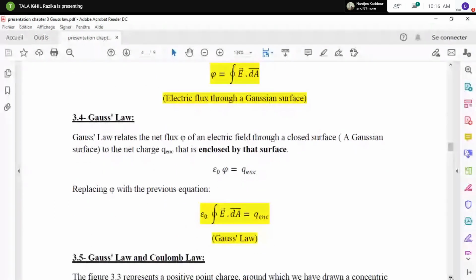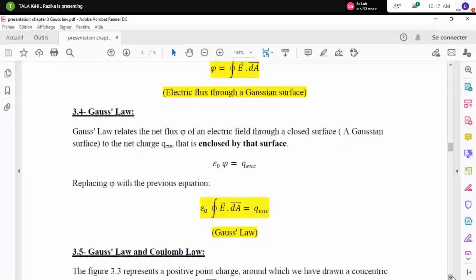What is Gauss law? So Gauss law relates the flux of an electric field through a closed surface, which is a Gaussian surface, to the net charge Q enclosed, that is inside or enclosed in that surface. So in this case, you will have epsilon 0, the integral of E dA is Q enclosed.